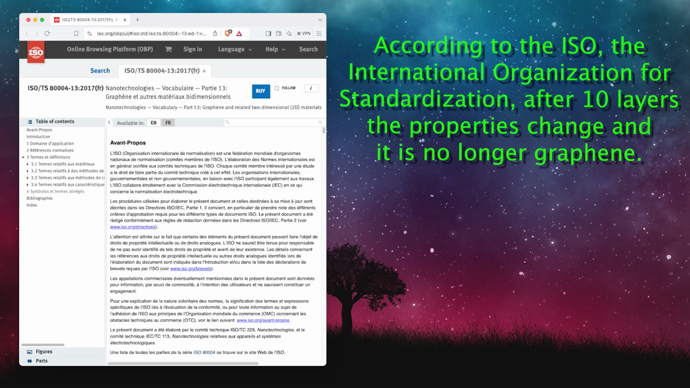The rest of the work was done using a scanning electron microscope. Its maximum resolution is around 1 to 20 nanometers, which implies a thickness of at least 7 layers of graphene. However, according to the ISO, the International Organization for Standardization, after 10 layers the properties change and it is no longer graphene. Therefore, the observation of graphene using such a microscope is highly questionable, and they admit that they believe to have in fact observed stacks of layers using this method.